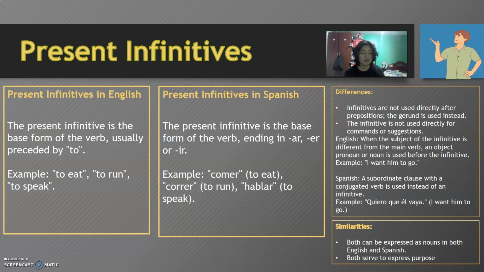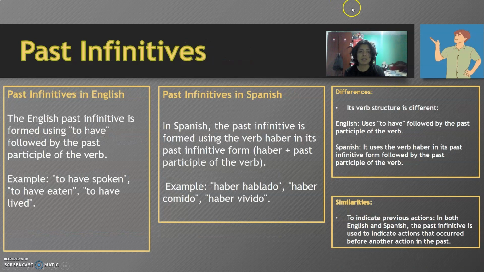Okay? And the similarities are that both can be expressed as nouns in both English and Spanish, and both serve to express purpose. Okay, continue. We have the past infinitives. The past infinitive in English is formed using to have followed by the past participle of the verb. For example, to have spoken, to have eaten, to have lived.